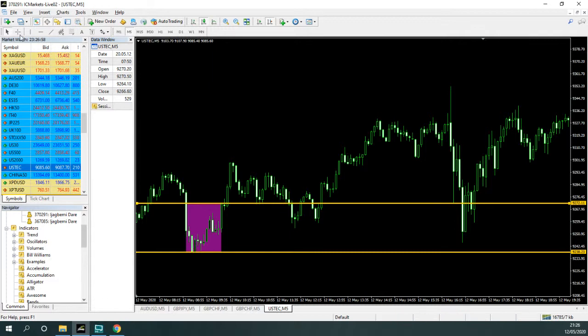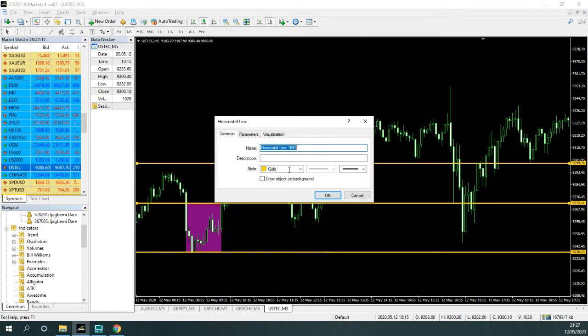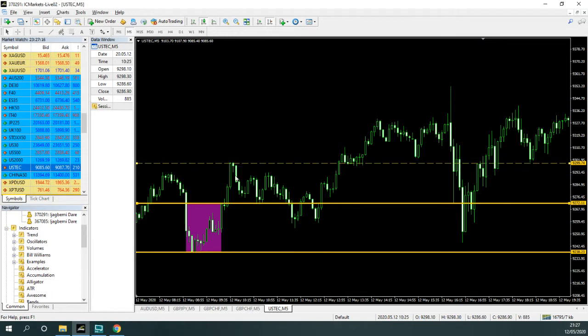Okay. Now, this will be our trigger candle here, right? That's our trigger candle, as you can see. So let's pop in our buy line. Buy line is here. That's our buy line, right? That's our buy line. Okay.